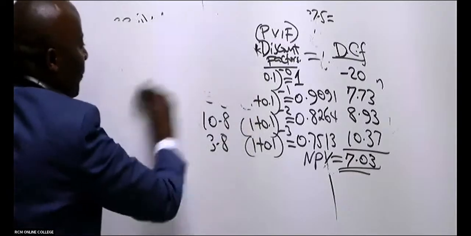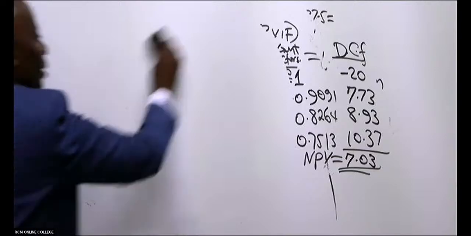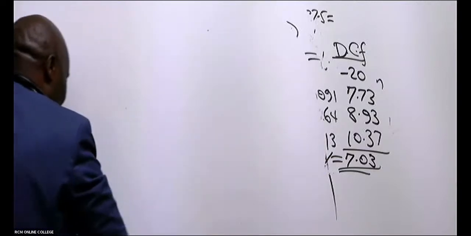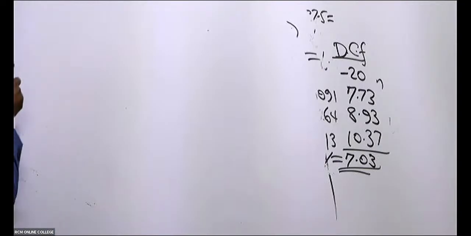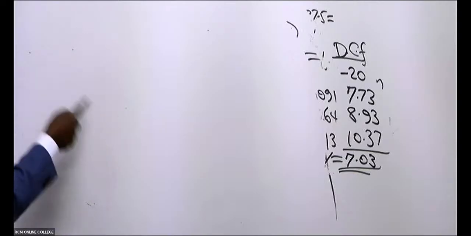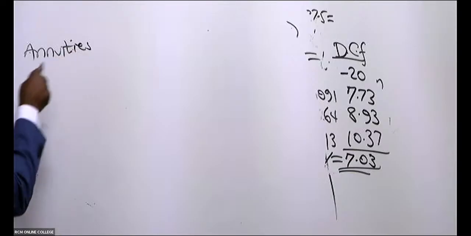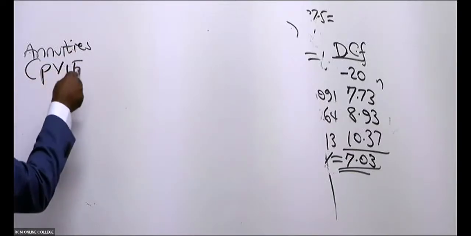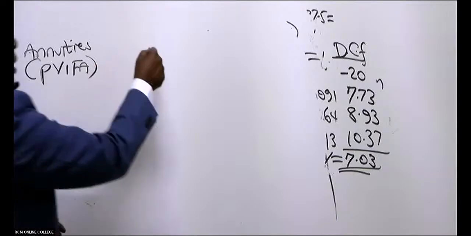So, ladies and gentlemen, in finance we have two types of cash flows. We have cash flows that are irregular like these ones, and then we have those cash flows where this year you get 10, next year 10, next year 10. Those ones we call what here? Annuities. And the annuities, you discount them using what we call PVFA, which is the present value interest factor of an annuity, Bwana Julius.